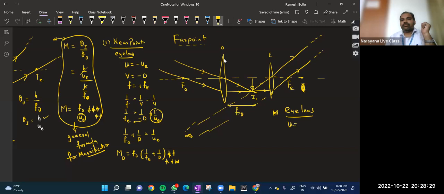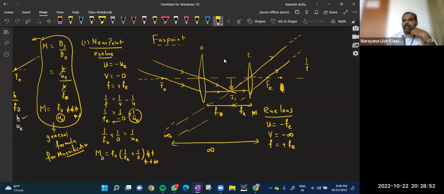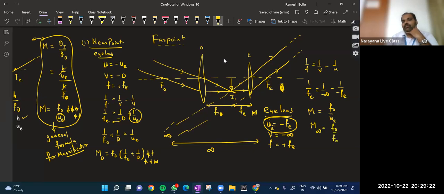Now tell me, what is the magnification formula for the eye lens? What is the U value for the eye lens? Image is at infinity means that I1 should be formed where, students? Compulsorily at the focal length of the eye lens, na? So the U value is minus FE. Where is the final image? Infinity it will form. The focal length is plus FE. Which formula do I have to use? 1 by F equal to 1 by V minus 1 by U. 1 by F value is FE. 1 by V value is 1 by infinity minus, U value minus FE. Understood? So substituting, what is the magnification formula? FO by UE, na? For UE, the object distance, what do I have to put? Compulsorily FE only, na?